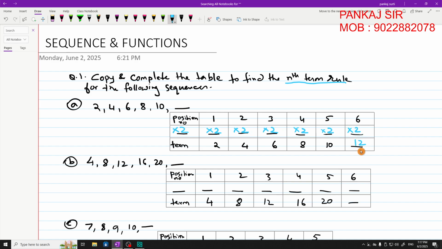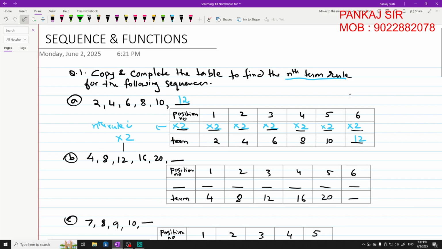So this is my sixth term, which is 12. So I will write 12 here as well. And this is my nth rule. So this is the nth rule. The nth rule is multiplication by 2. Okay, let us go to the next one.